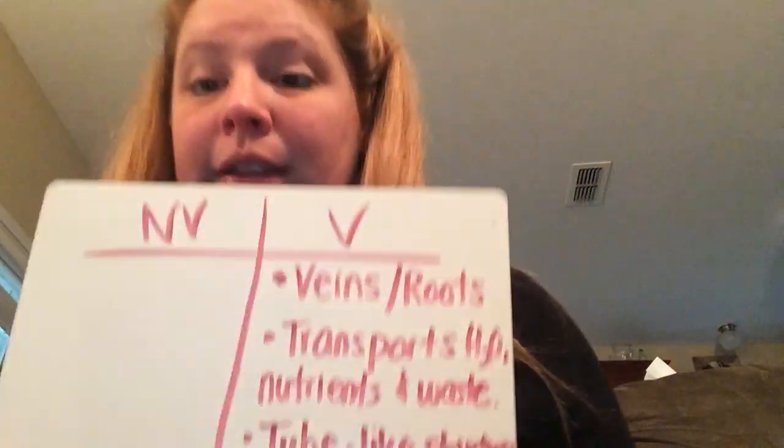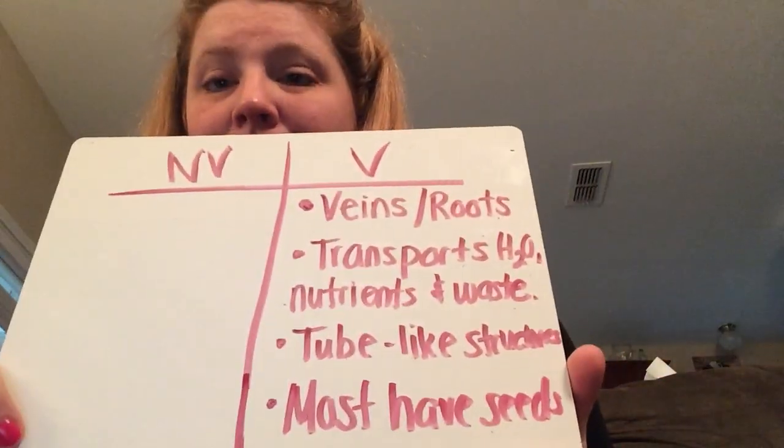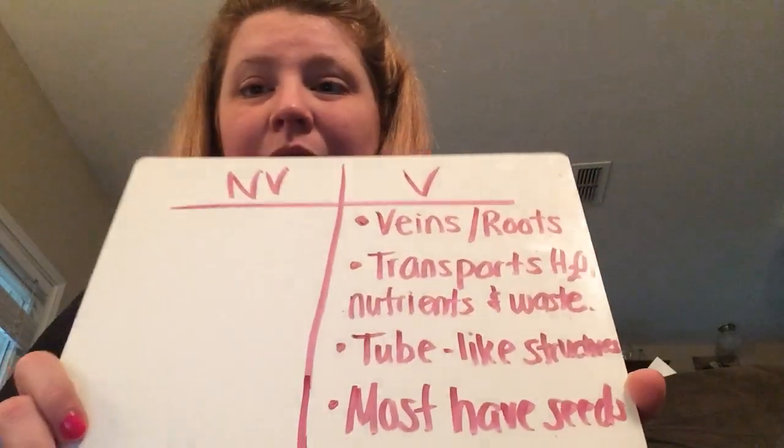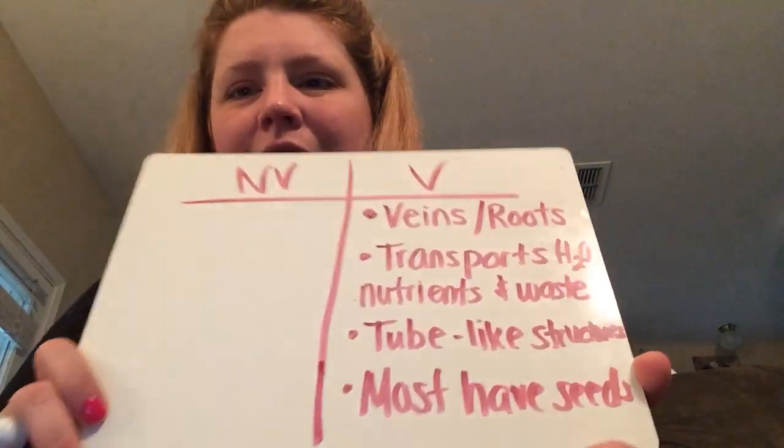And it helps. Most have seeds. Just a little. The reason for that is a lot of vascular plants do have seeds because we soak up the water in order to feed them so we can keep the life cycle of the plant going.